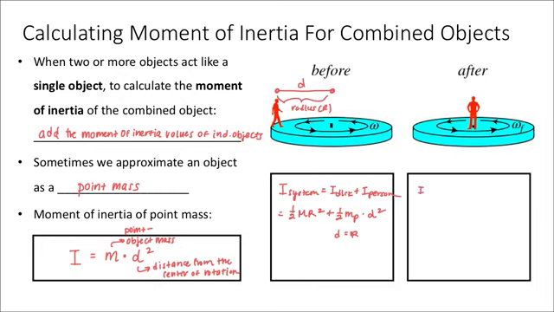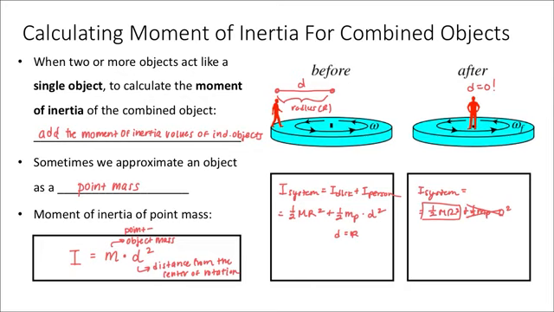Now after, the moment of inertia of the system would be equal to 1/2 the mass of the disk times the radius of the disk squared, plus the mass of the person times 0 squared, because right here, d equals 0. They're not any distance away from the center of rotation. And so you'll notice that the moment of inertia of the person completely goes away, and all we are left with is the moment of inertia of the disk. And so if you stand at the exact center of rotation, then that person is actually not influencing the moment of inertia of that disk at all. Essentially, it's all just the disk.